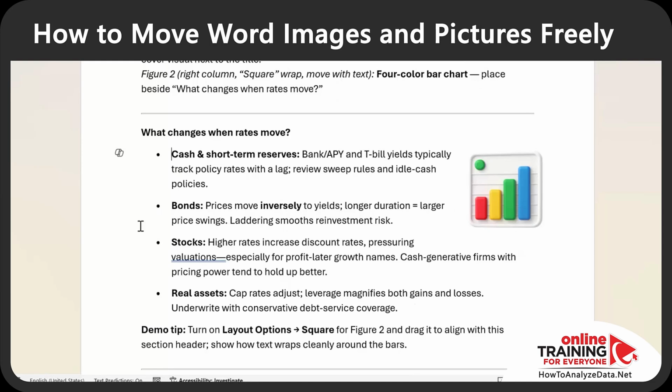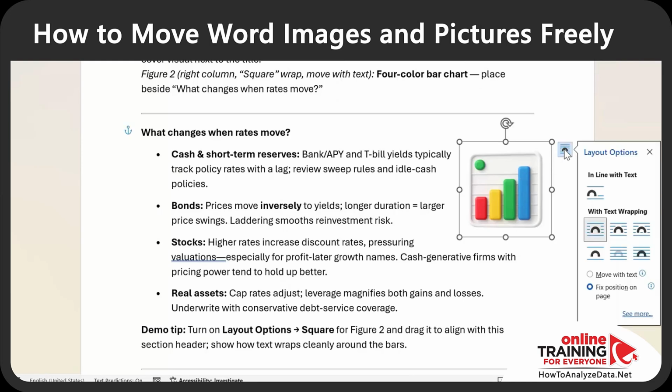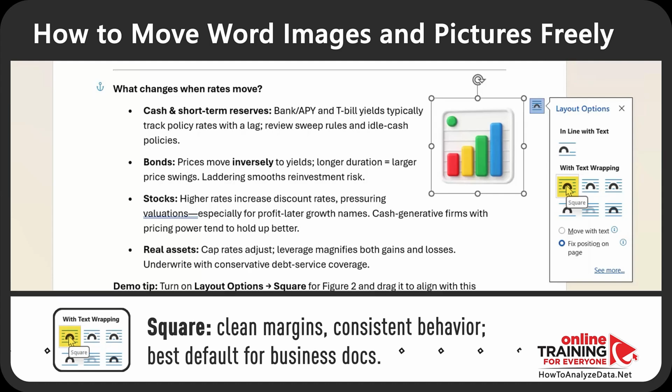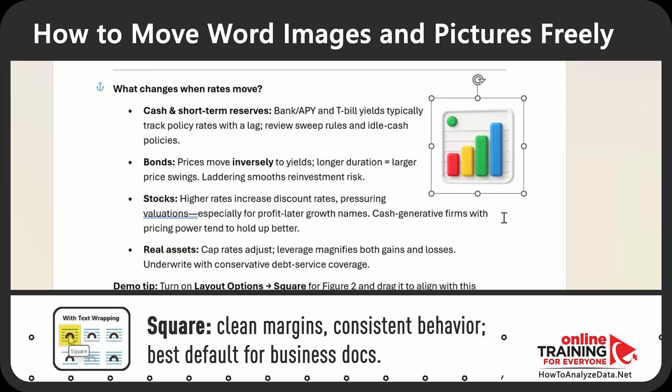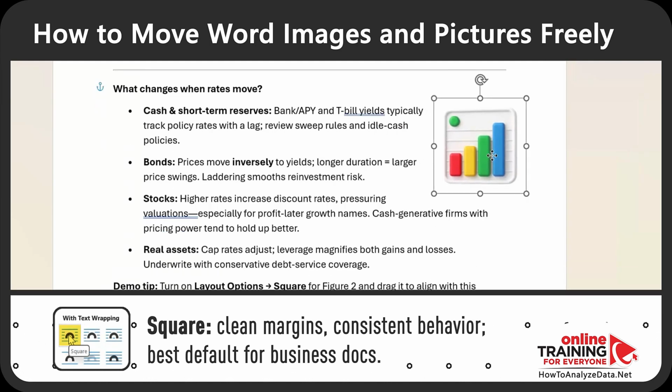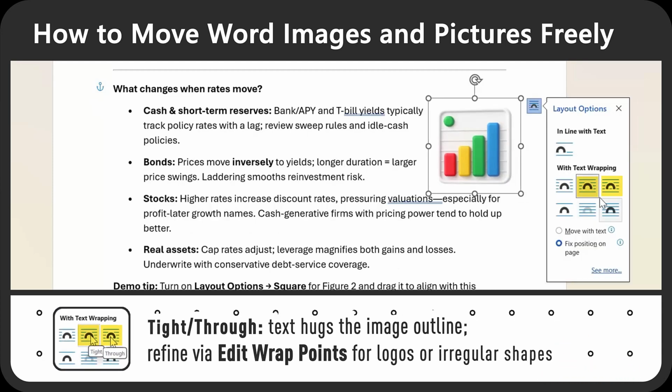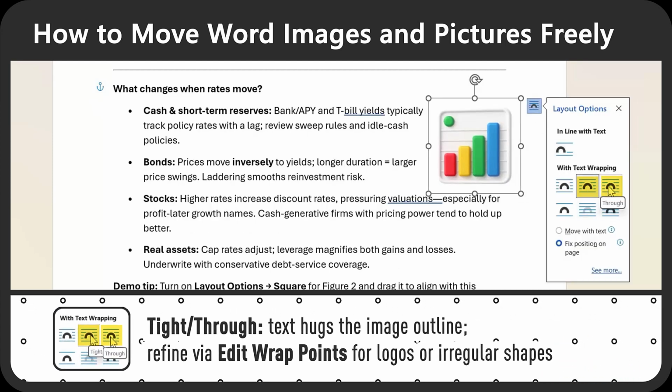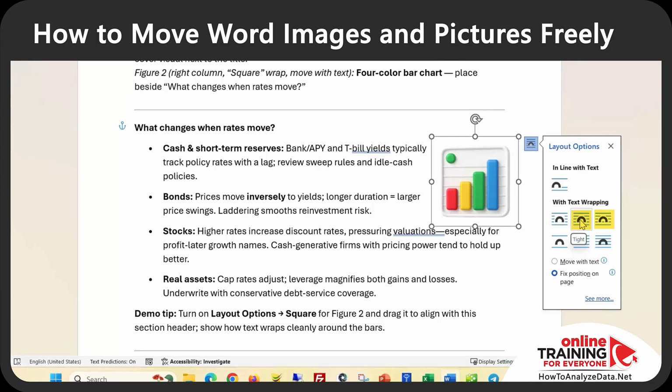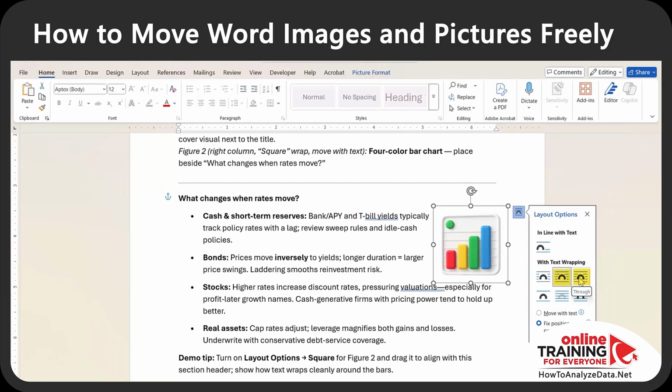You might wonder what's the difference between image wraps in Microsoft Word. Square wrap is the most common. It has clean margins, consistent behavior, and is best for business docs. If you choose tight or through wrap settings, text hugs the image outline. And the coolest thing in this mode is that you can select Edit Wrap Points.